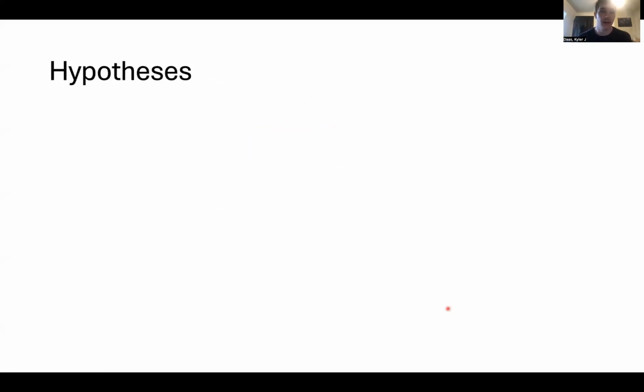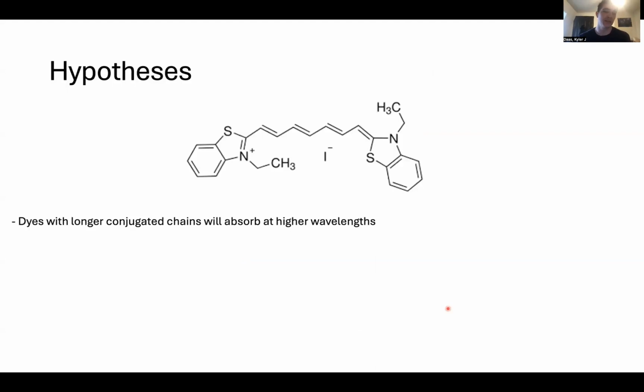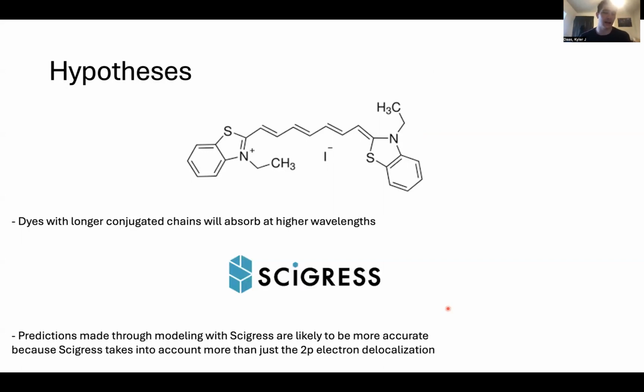So our hypotheses: we hypothesize that dyes with longer conjugated chains will also absorb at higher wavelengths because the extra pi electrons allow for more absorption of light. And we also predict that predictions made through CygRess, the modeling software, are more accurate because CygRess takes into account more than just the 2p electron delocalization.